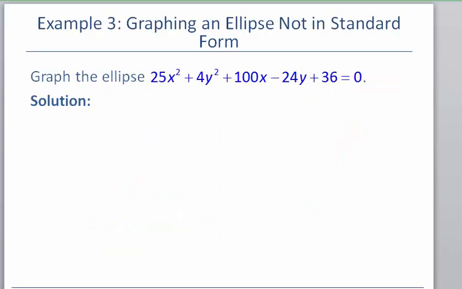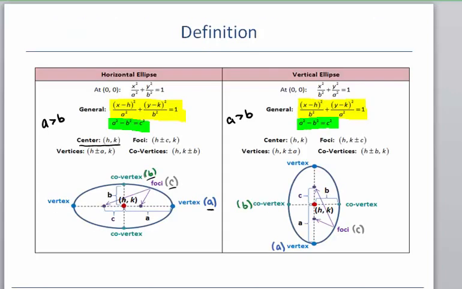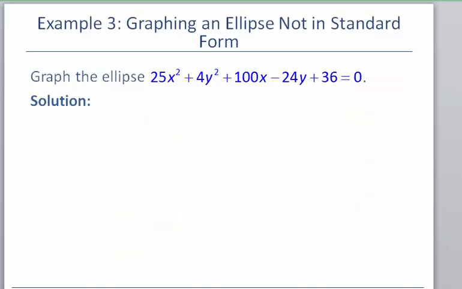We're going to look at another example. In this example, as you notice, the equation is written in what we call general form instead of the standard form that we're used to. And so before we can begin, we need to convert this formula to standard form so that we can more easily read off the center and the vertex and the foci for our equation.